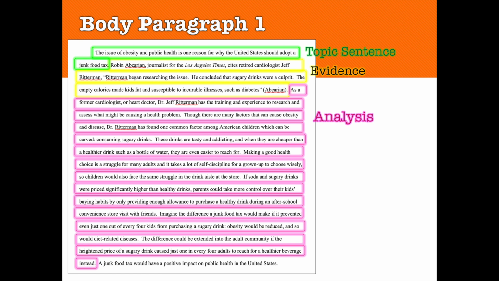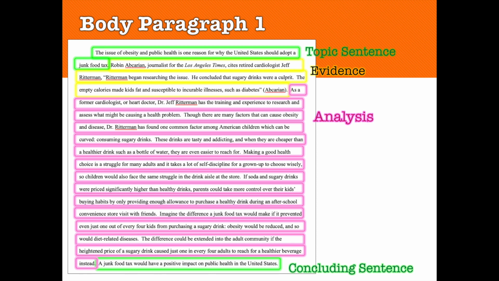Imagine the difference a junk food tax would make if it prevented even just 1 out of every 4 kids from purchasing a sugary drink. Obesity would be reduced, and so would diet-related diseases. The difference could be extended into the adult community if the heightened price of a sugary drink caused just 1 in every 4 adults to reach for a healthier beverage instead. Concluding sentence: a junk food tax would have a positive impact on public health in the United States.